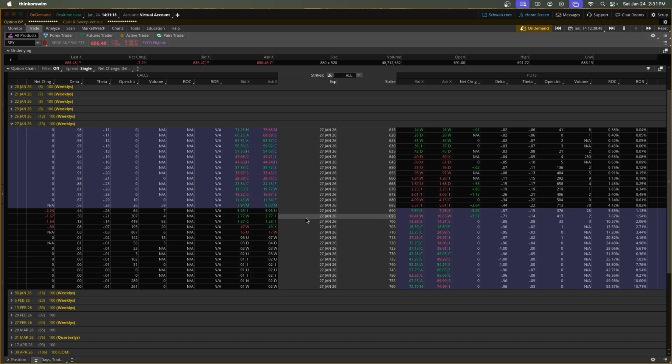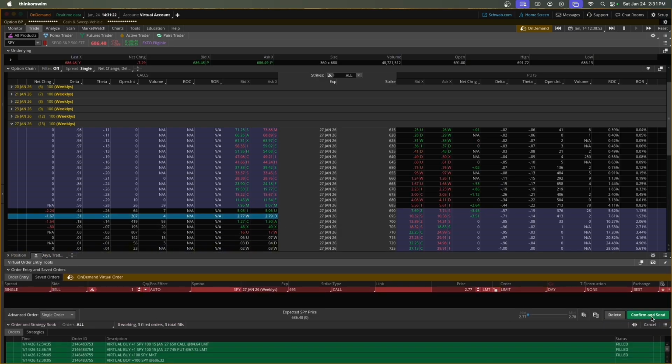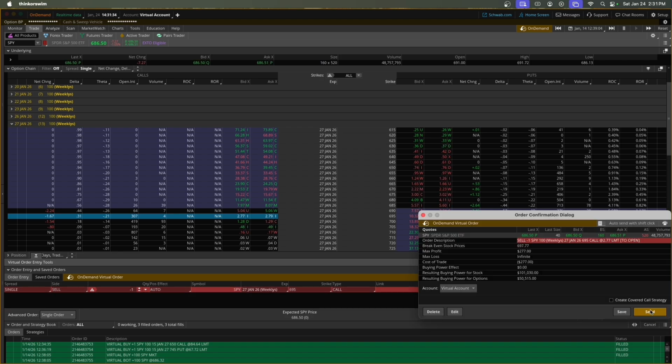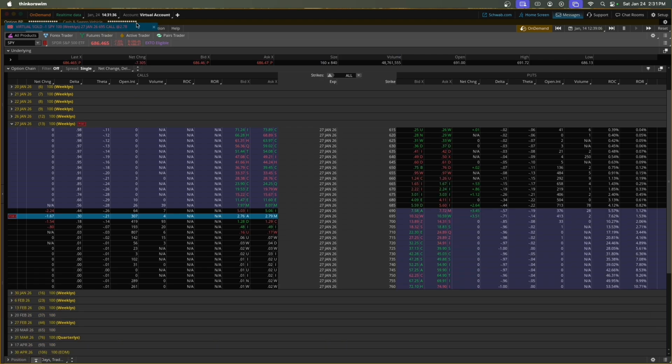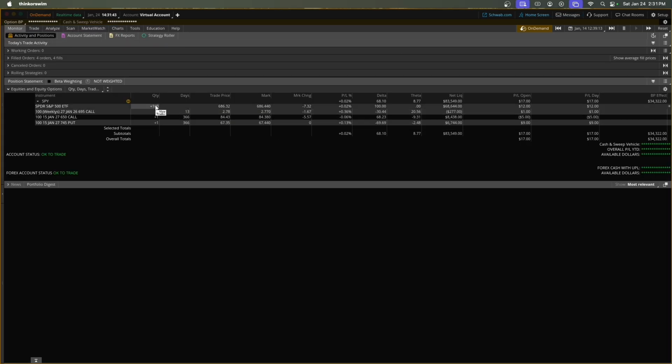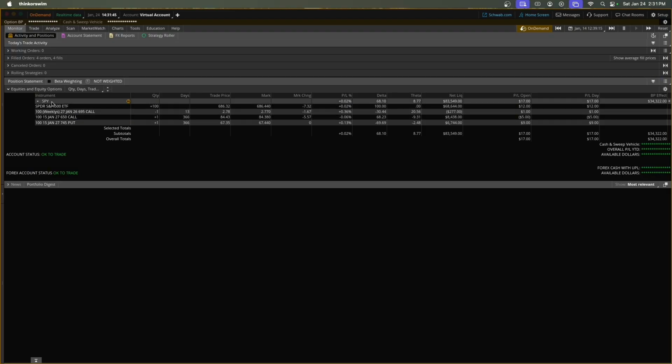What I can do from there is I can go over here, I can press sell, and I can go ahead and confirm and send, or I can try and get a better price, but you can see that the bid ask spread is only $1, so I'm not going to worry about it too much. And I'm going to confirm and send it. And instantly I got paid $278 on my 100 shares of stock that I own.